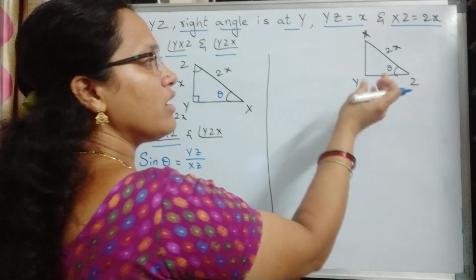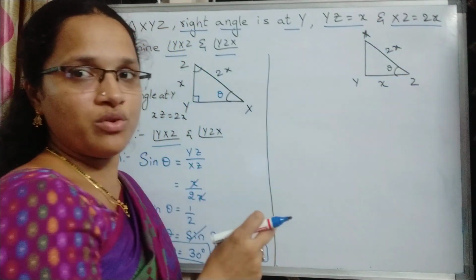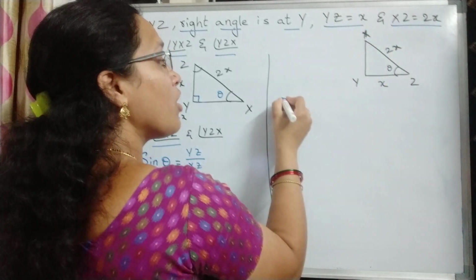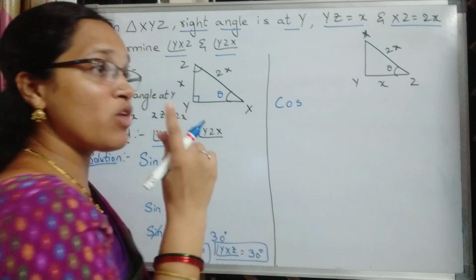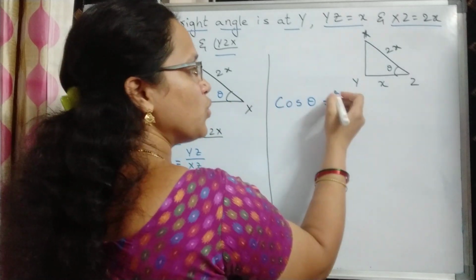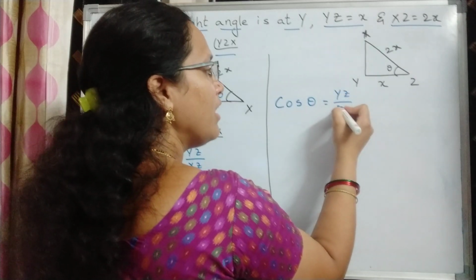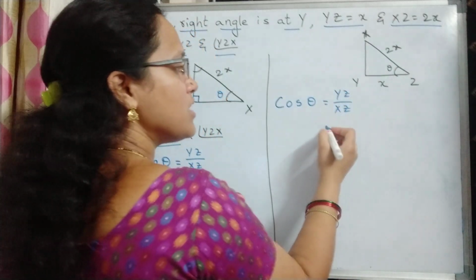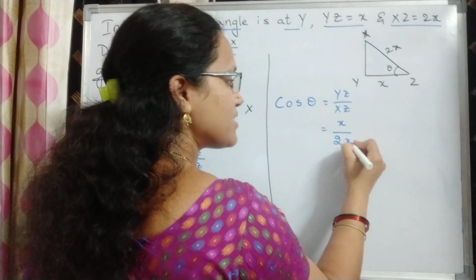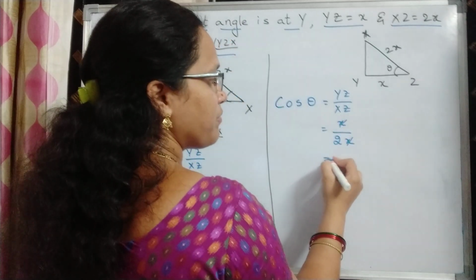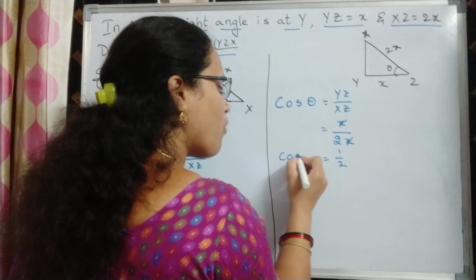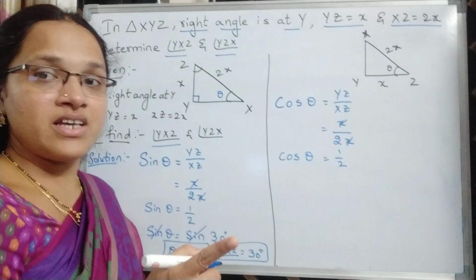Now what is known here? The adjacent side is known and the hypotenuse is known. What is related with these two? Cos. You should first understand the relation between the two sides. Cos theta is equal to adjacent by hypotenuse, which is X by 2X. Here also the variables get cancelled, and you get 1 by 2. Cos theta is 1 by 2.